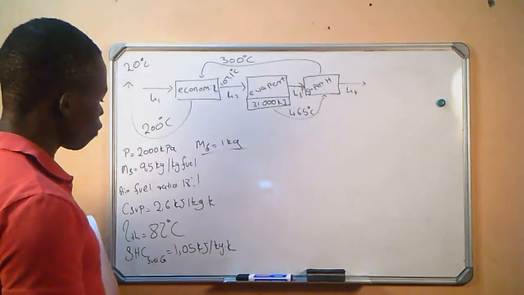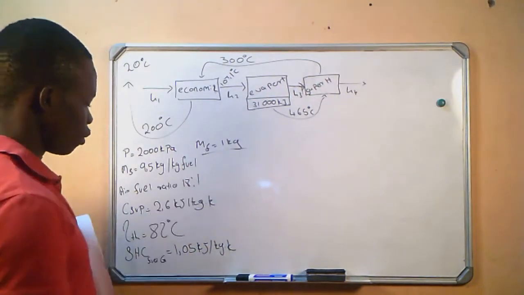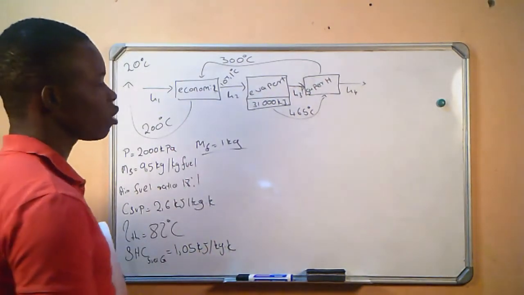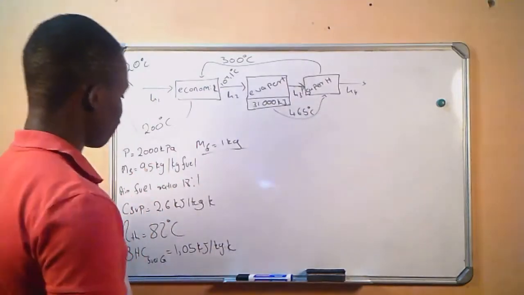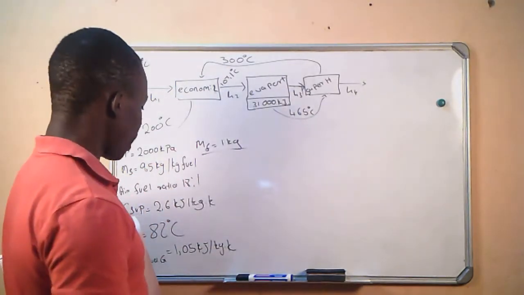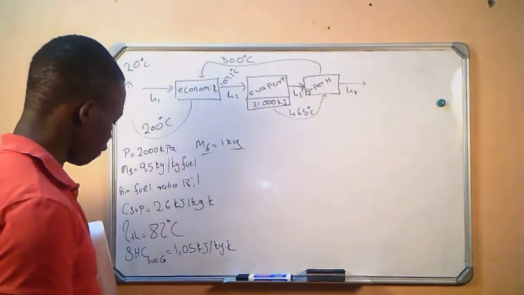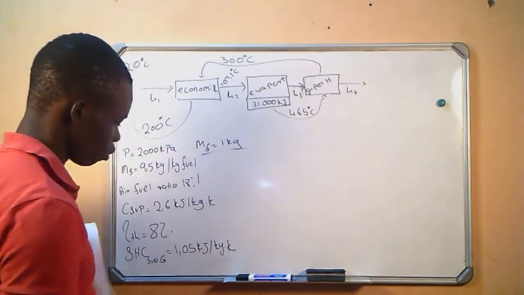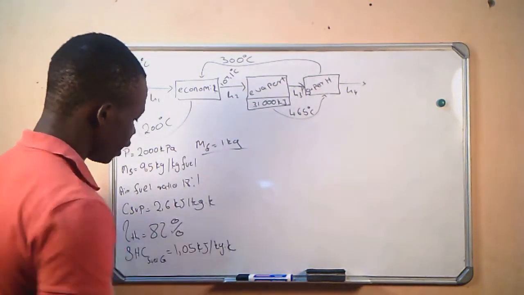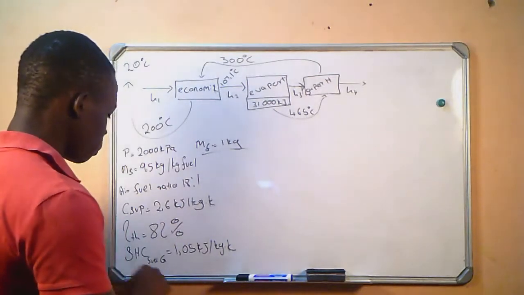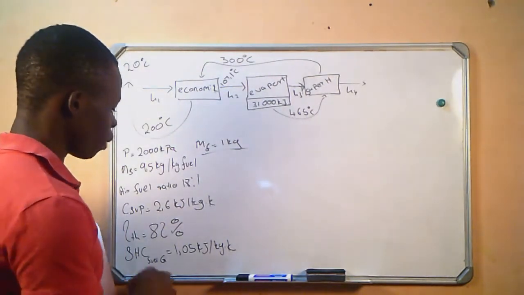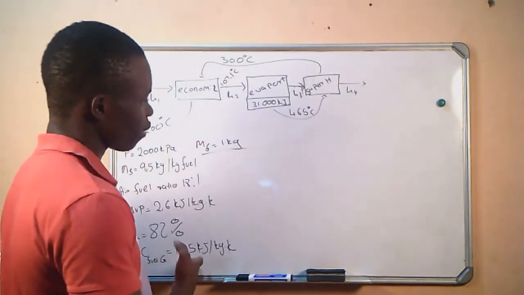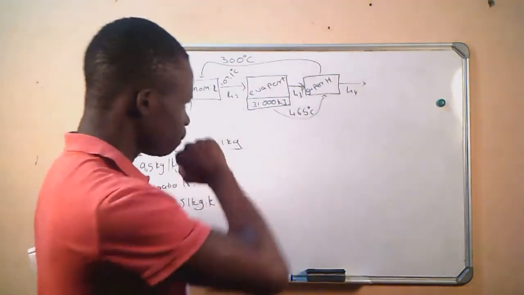We are given the air fuel ratio, which is 18:1. Specific heat capacity of the superheated steam, we are given as 2.6 kilojoules per kg Kelvin. We are given the thermal efficiency, it's 82%. We are given the specific heat capacity of the fuel gases as 1.05 kilojoules per kg Kelvin.